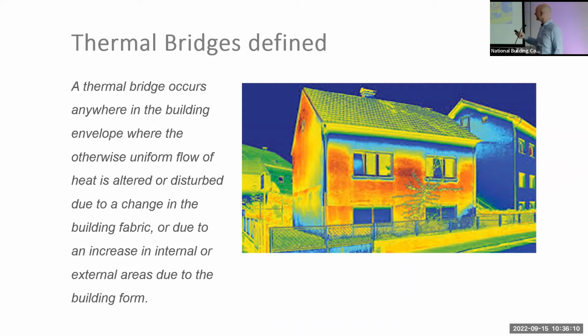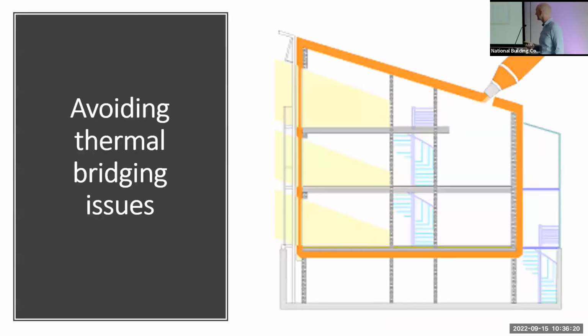So anywhere that the uniform flow of heat through the building fabric changes, you have a thermal bridge, which may or may not need to be accounted for, depending on whether you consider it to be key to the overall energy performance in the building.